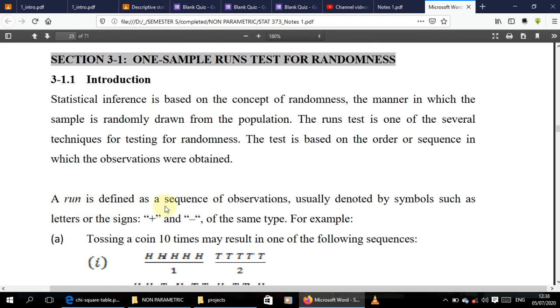So the run is defined as, look, that's the definition of run. Take notes. These are the things that you see, you take notes. Objective questions. A run is defined as a sequence of observations, usually denoted by symbols such as letters or the signs plus and minus, of the same type. So you are looking at a sequence of observations of the same type.